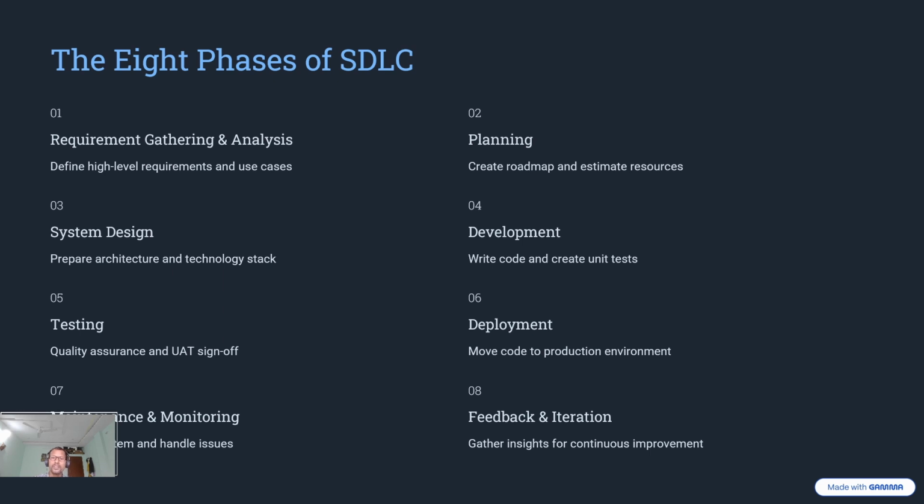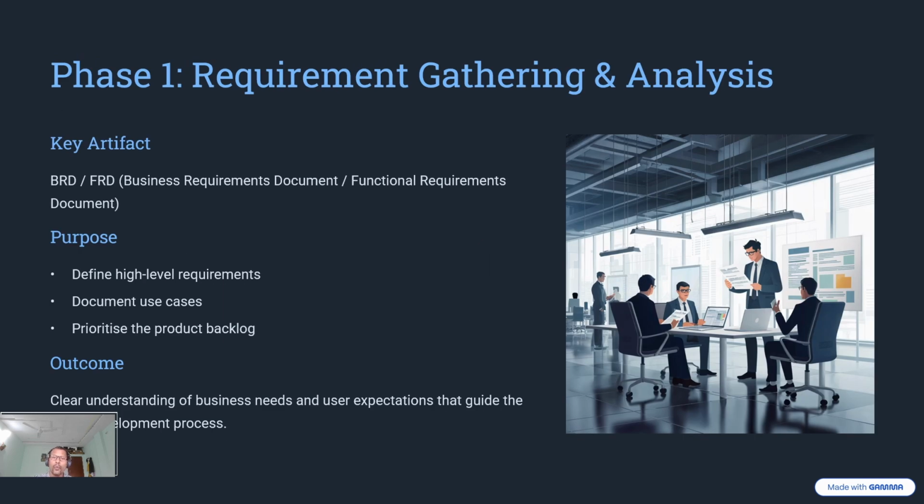The first one is requirement gathering and analysis. Here, we get requirements in the form of two documents. One is BRD, Business Requirements Document. The other one is FRD, Functional Requirements Document. Client explains requirements at a high level and clearly conveys what the business use case is and its priority.